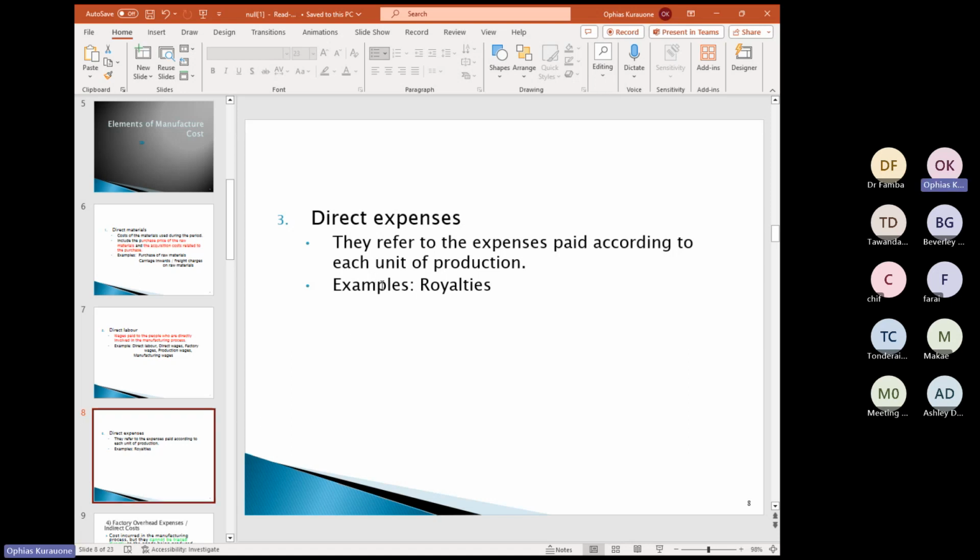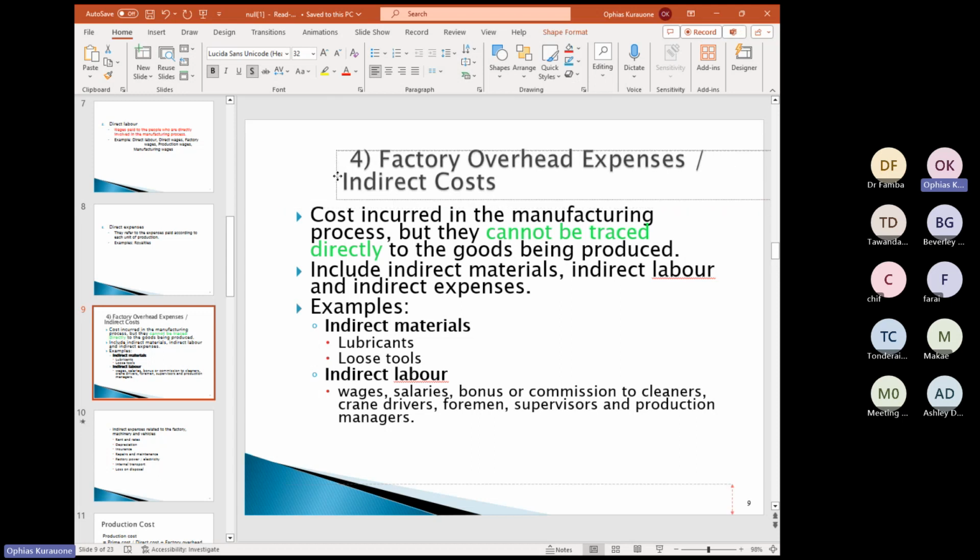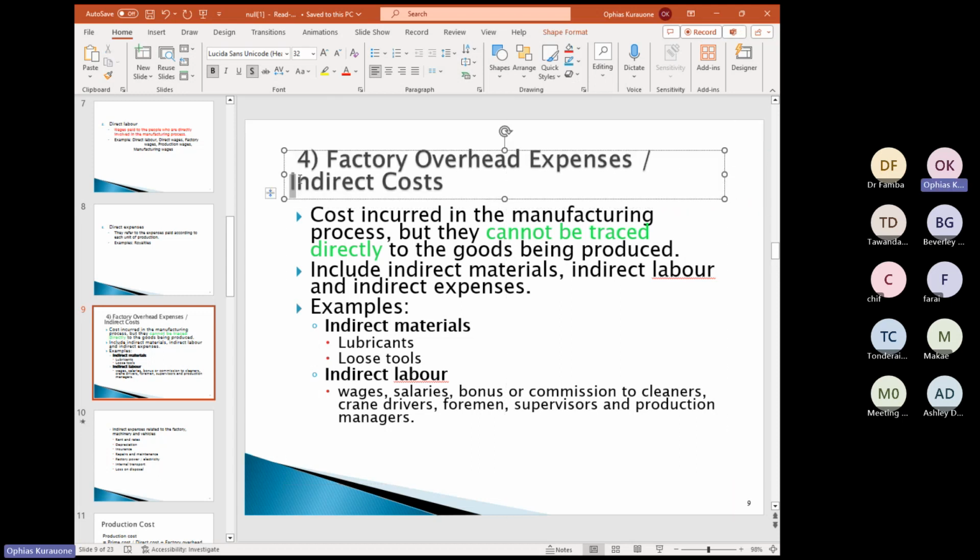So those are the keywords. We are talking about direct material, direct labor, direct expenses. Then you go on to the next one. We put factory overhead expenses. The factory overhead expenses you can call indirect costs. These are called indirect costs because they are not directly related or attributable to the production of goods and services. Costs incurred in the manufacturing process, but they cannot be traced directly to the goods being produced. That's called indirect cost.